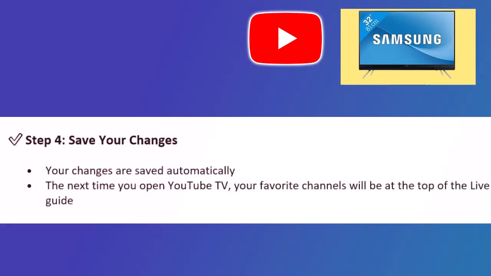Step 4. Save your changes. Your changes are saved automatically. The next time you open YouTube TV, your favorite channels will be at the top of the live guide.